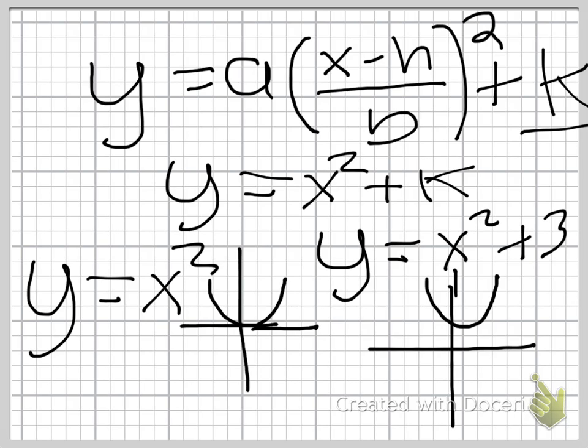Just as a prediction, and I'm going to ask people in this class, as a prediction, what do you think would move me down 3? What equation would move me down 3? Minus 3. So k would be negative 3. So I'd say x squared minus 3.